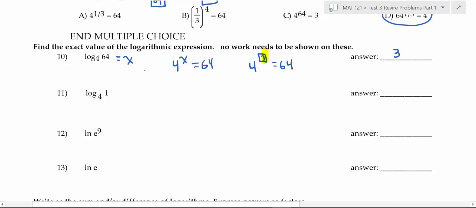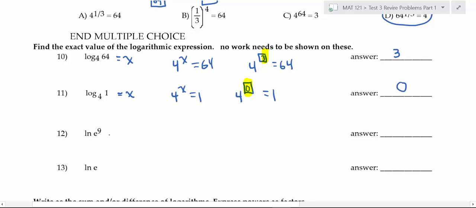Okay, next problem could be done exactly the same way if you need to. Set it to x, write it in exponential form. So that's 4 to the x equals 1. The meaning of this problem is 4 to what power is 1? The answer to that is 0. So the answer is the exponent. So then you would have your answer of 0 like that. These are intended to be problems that you can do in your head.